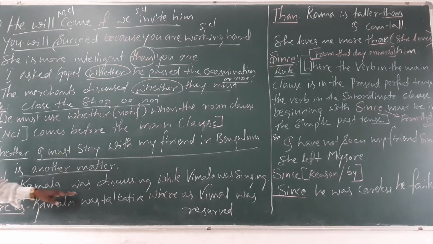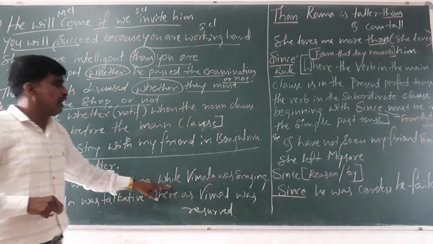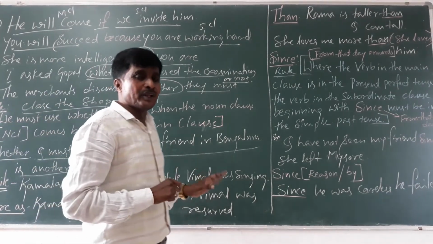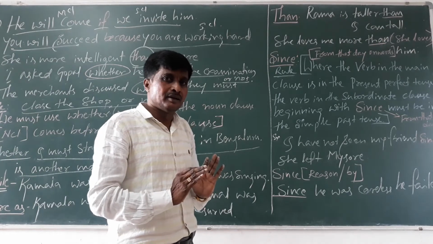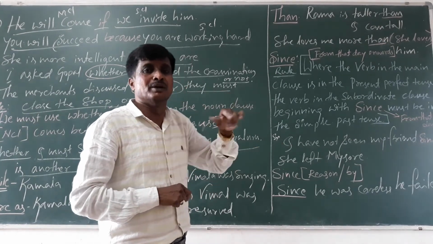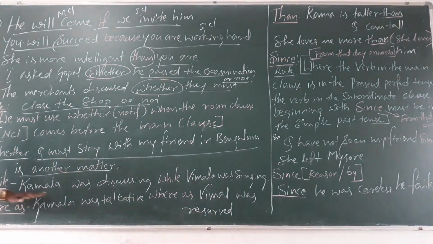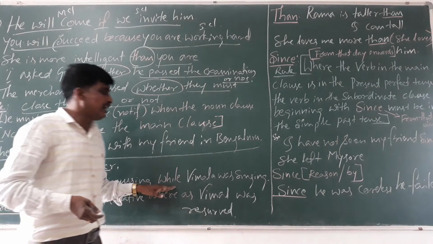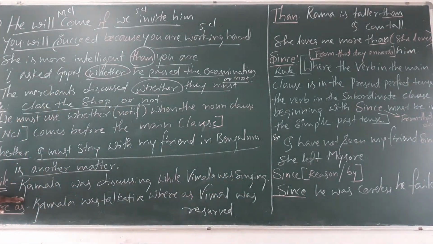While is also a subordinate conjunction. Kamala was discussing with me about grammar why Vimala was singing. Vimala was singing, like that. Okay? See, Kamala was discussing why Vimala was singing. Like this also, you can use any names.